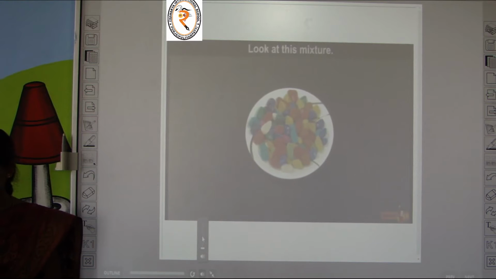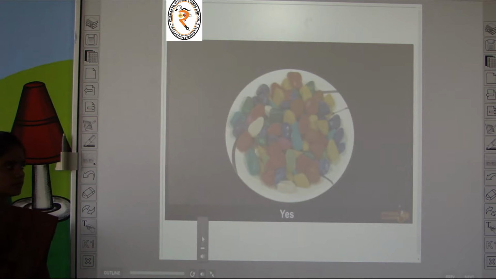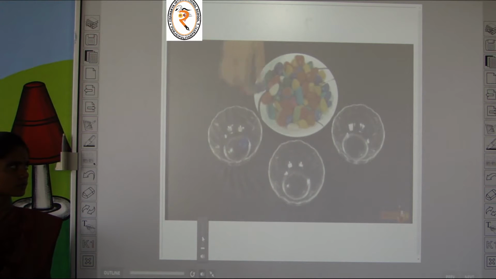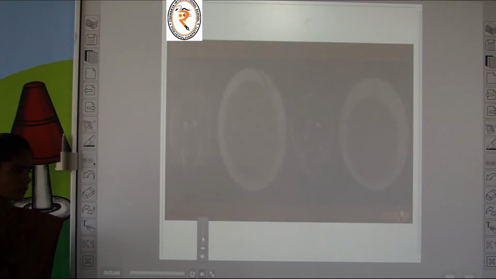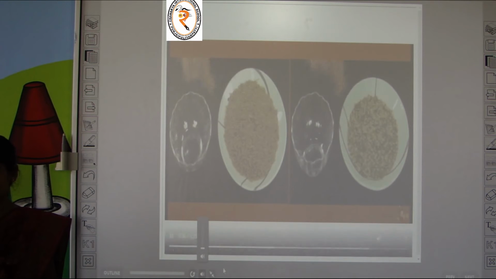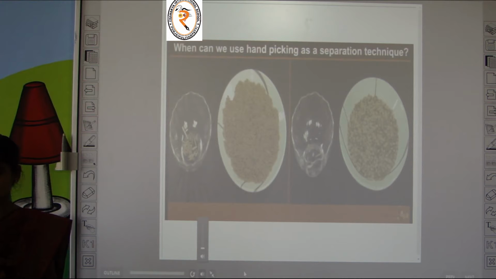Look at this mixture. Can you separate the constituents of this mixture by hand? Yes, we can. Where constituents of a mixture of solids are clearly distinguished due to differences in their shapes, sizes, or color, they can be easily picked and separated. Hand picking is the simplest method used for separating constituents of mixtures of solids. Have you noticed that at home, stones and other undesirable substances are separated from food grains and pulses by hand picking? Where can we use hand picking as a separation technique?